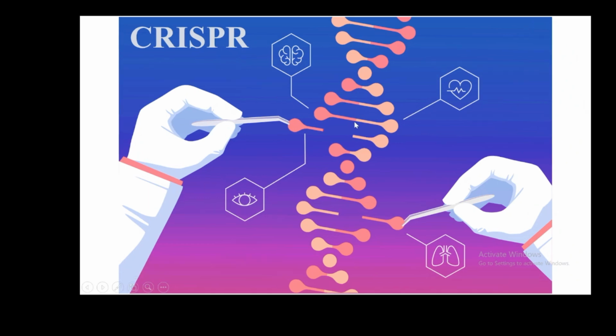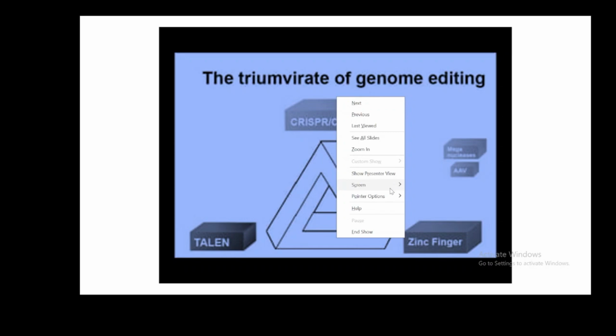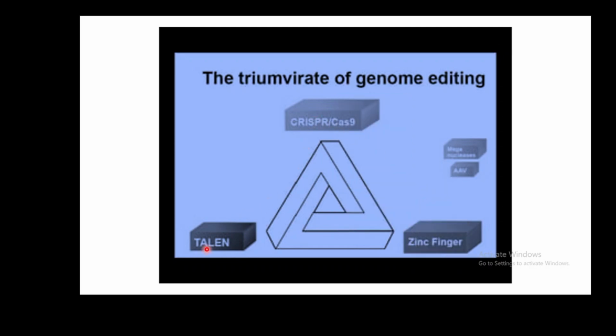Today we are going to discuss CRISPR, which is a gene editing technology. In gene editing technology, basically we are making some specific changes in the gene, or we can say we are doing some sort of editing in the gene. So gene editing cannot be done just by CRISPR. It can be done by TALEN technology, or it can be done by the zinc finger nucleases technology.